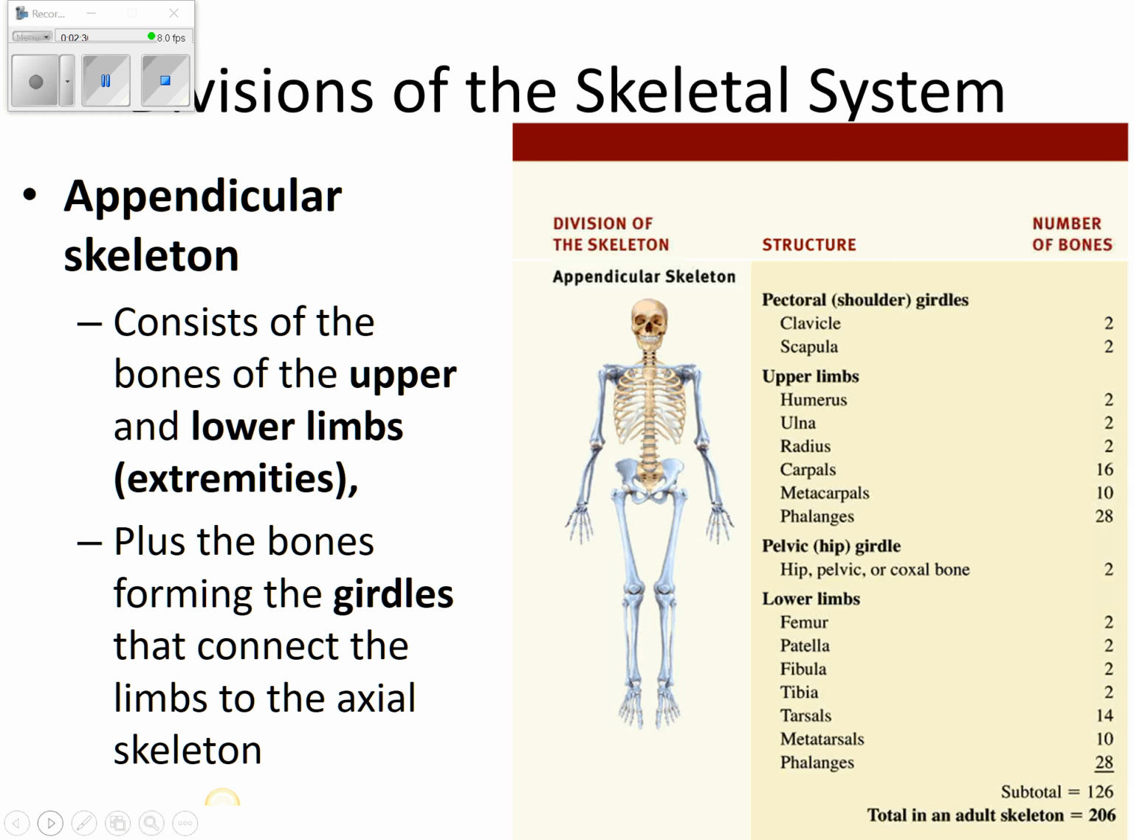Next, you have your appendicular skeleton, and you have a total of 126 bones, of course, in your appendicular skeleton. They're going to consist of the bones of the upper and the lower limbs and extremities, plus the bones that help form the girdles that are going to connect the limbs to the axial skeleton. So you can see this colored here in gray.